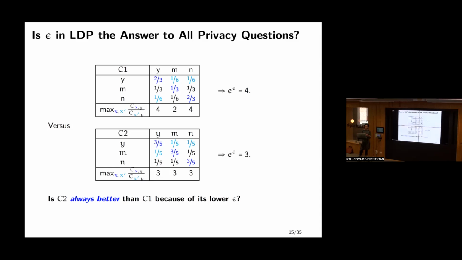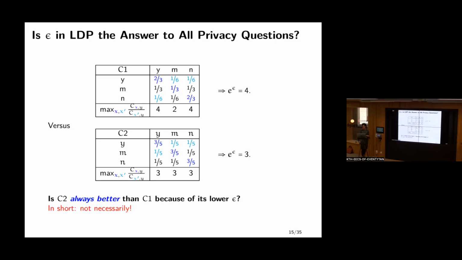And the question is, is channel C2 always better than channel C1 because it has lower epsilon? I hope that by now you could at least agree with me on a very intuitive level, based on the arguments that I provided, that it is not necessarily. And that's what we want to delve into and try to categorize different attacks that may happen that go against these relations. So that is what we are going to do in the remainder of this talk.